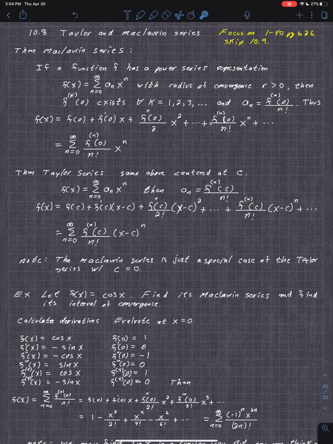We say if f has a power series representation, so you have some sort of power series for the function that has a radius of convergence r, then f to the k, meaning the kth derivative at 0, exists. So it's expanding around 0, for all k. So the derivative exists for every value, and it tells you what each term is. So you can write f of x in this form.